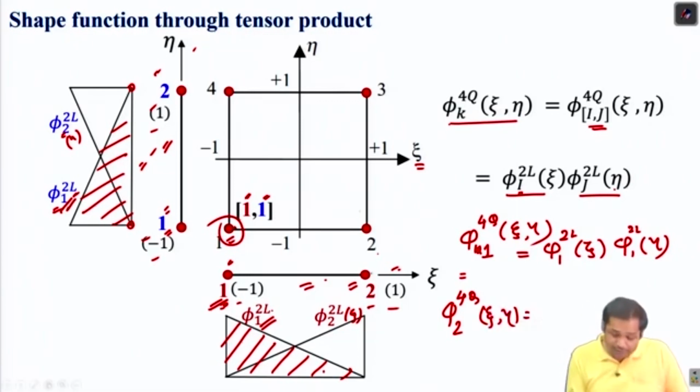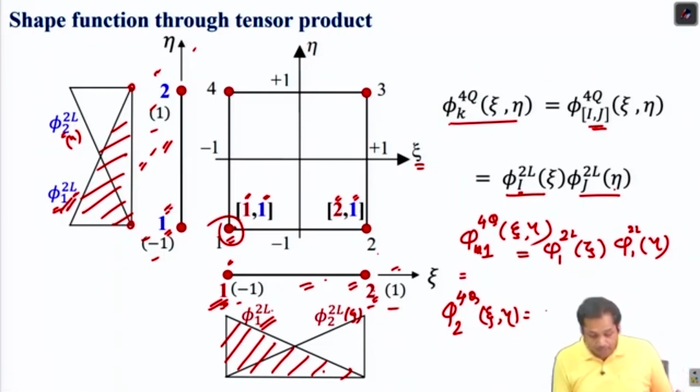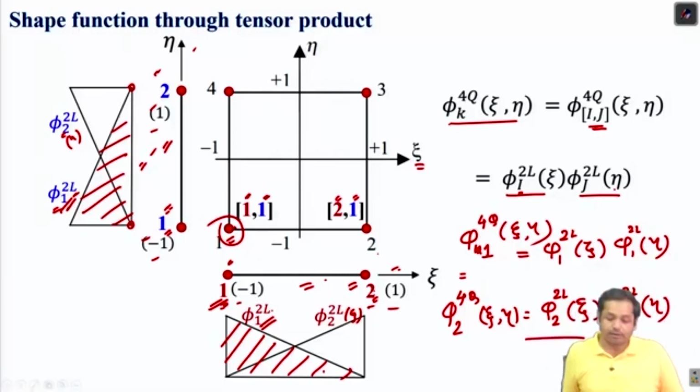This will be for this node. What will be this dyad? We have node number 2 from this element and node number 1 from this element. So the dyad will be node number 2 from this element and node number 1 from this element. So this will be phi 2 2L, which is a function of xi, and then phi 1 2L, a function of eta. So this shape function will be this.